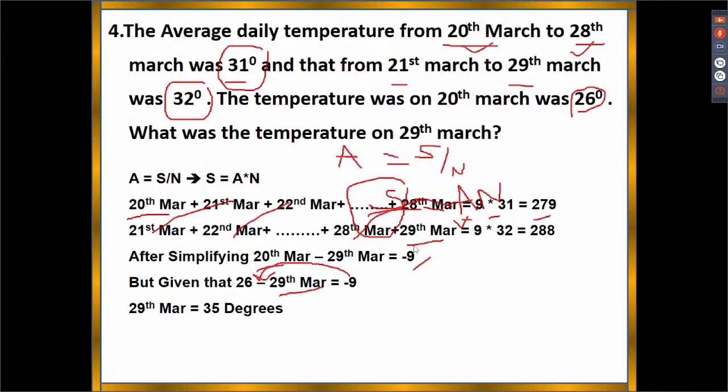Then we find the temperature on 29th March. Clear, all of you? Next one. Remember, there is one formula that A is equal to S by N in general, but it can be used in a different way: S is equal to A into N. Write down.